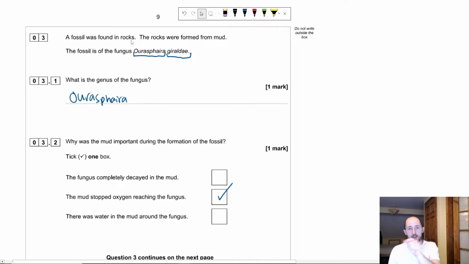In which case there will be no fossil left over. So the reason why there's a fossil is because there are still remnants of the fungus, because there were no decomposers present, because there was no oxygen. Okay? It's just a hostile environment for them.